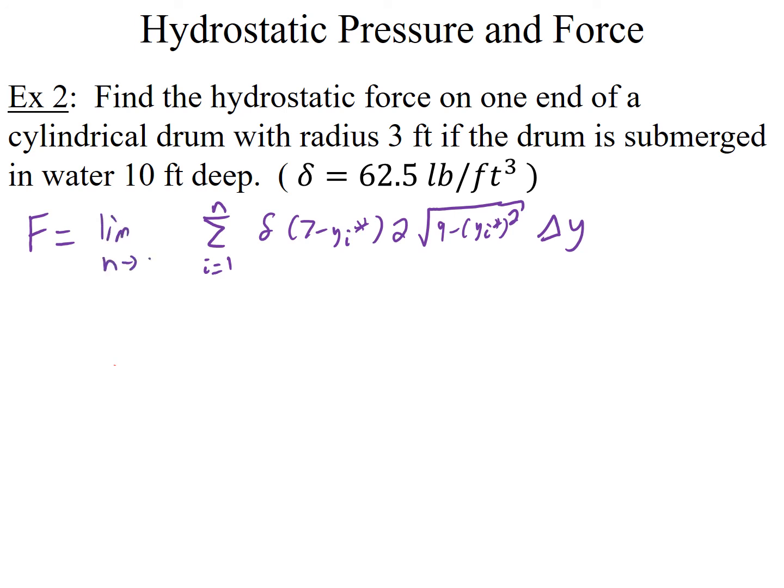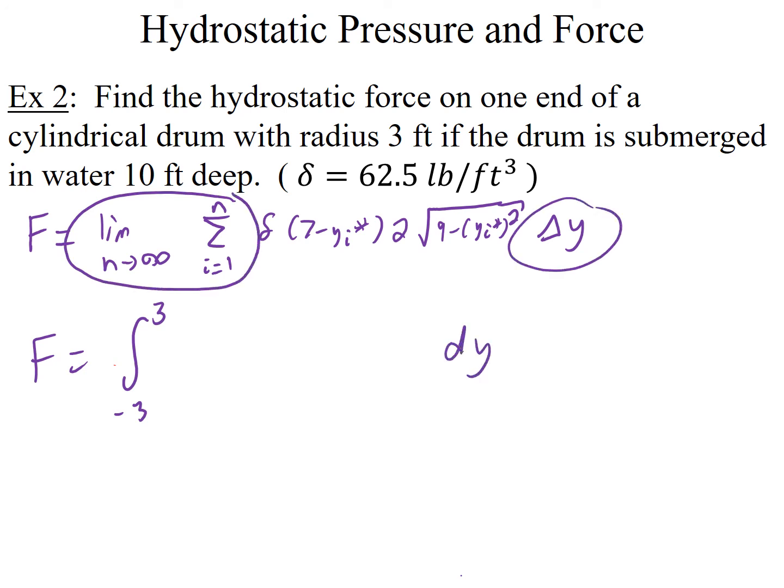And of course that means it's an integral, so the force is the integral. And we already said it was from -3 to 3. Remember, this part is the integral part. This part we're going to put dy, and then all this is going to go inside the integral, except instead of writing y star, you're just going to put y. And I'm going to take the 2 and the delta and put them in the front. So 2 delta, and then it's going to be 7 minus y, and then square root of 9 minus y squared dy. Okay, so that's how you set up the integral. And of course, once you set up the integral, then you just do the integral. Okay, so we'll do the integral on the next slide.